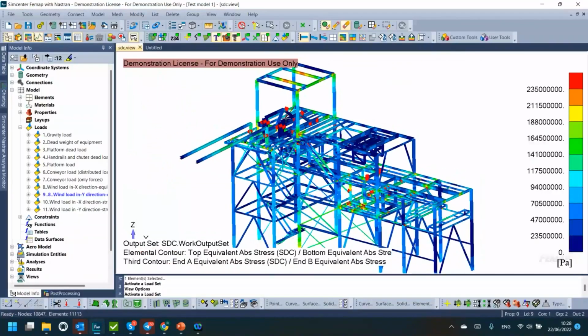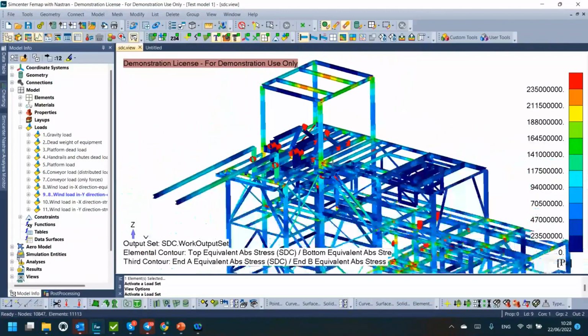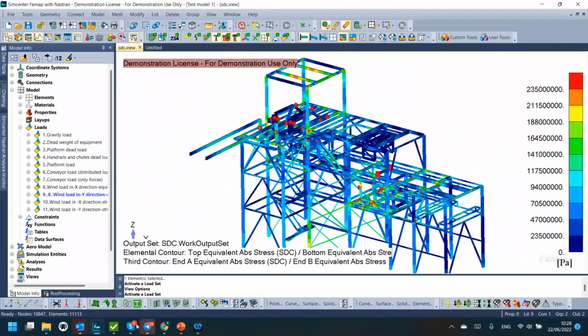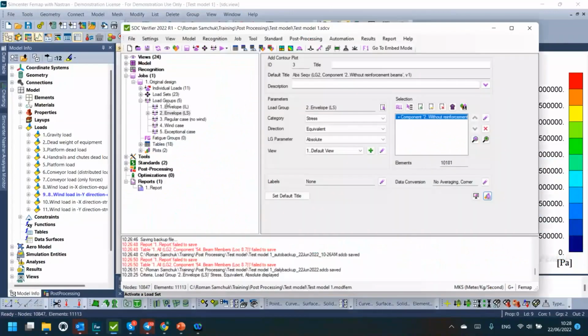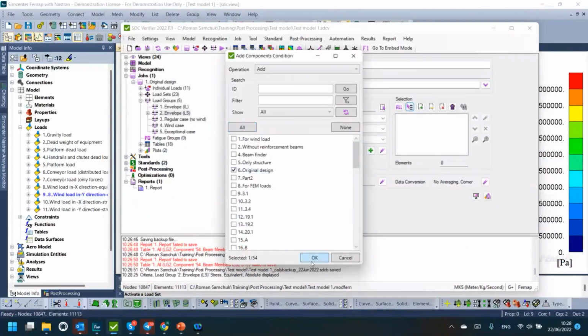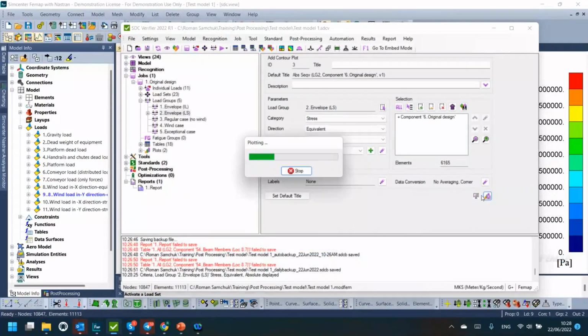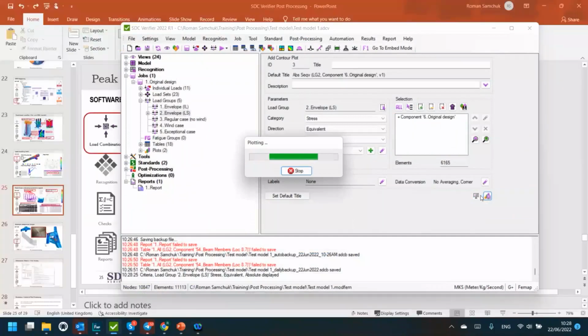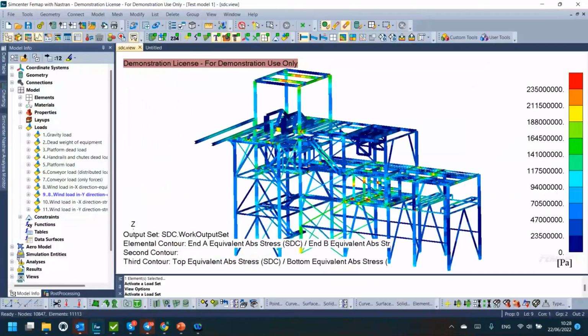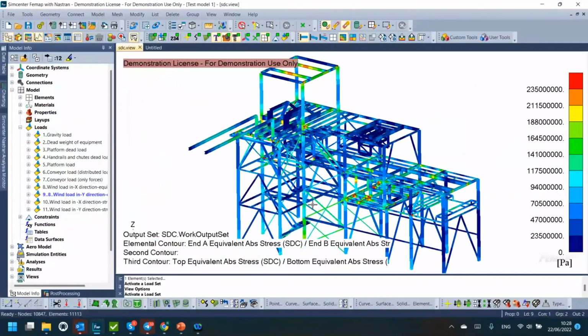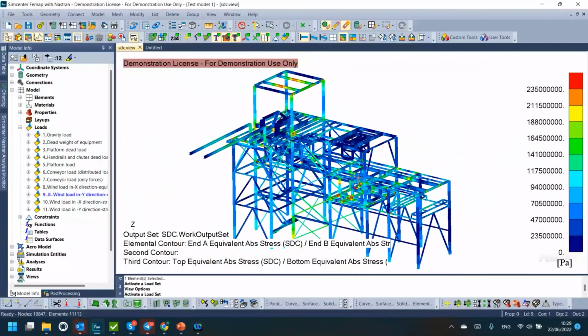And then I didn't remove the connector elements, these red elements, which are basically required only to transfer the loads. So this is what I'm going to do now, because we want to get a nicer picture. And then we repeat the same thing. Yeah, this is better.